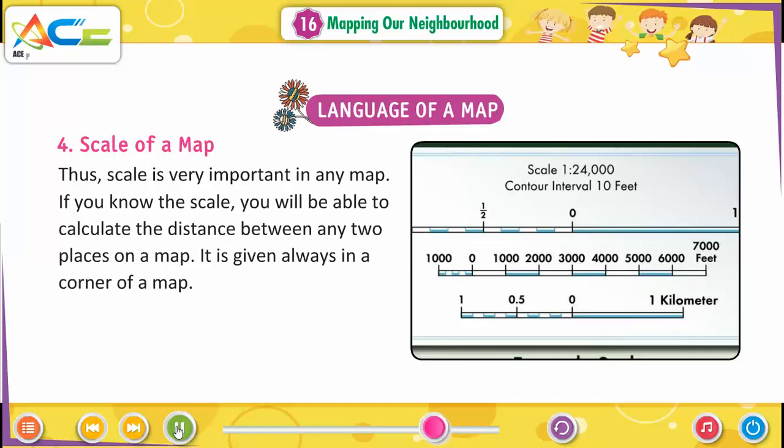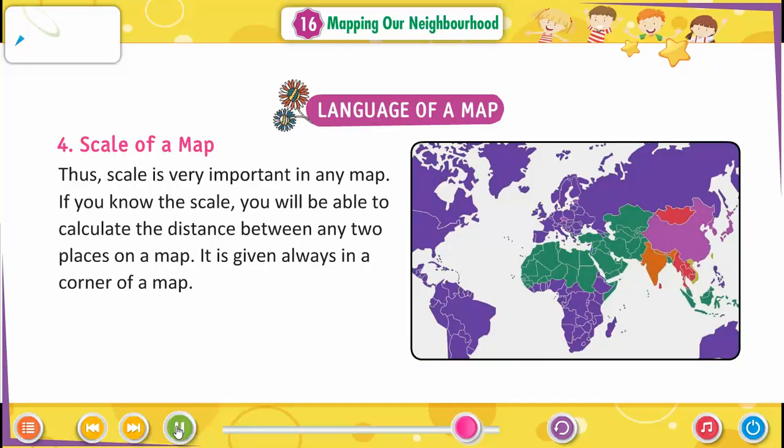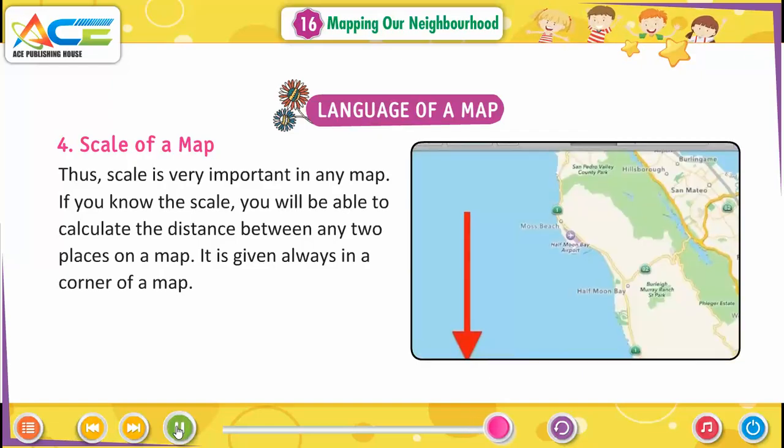Thus, scale is very important in any map. If you know the scale, you will be able to calculate the distance between any two places on a map. It is given always in a corner of a map.